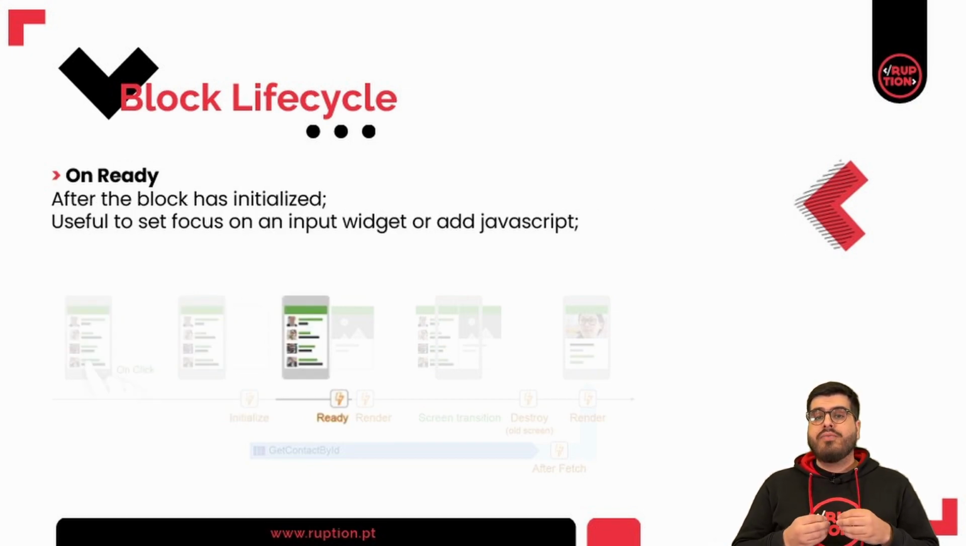OnReady occurs after the block has initialized and is ready to render but hasn't started to. Also, keep this action simple. This event is useful when we want to set the focus on an input widget or add JavaScript listeners to our block. Or in another case, initialize a third-party component that needs the DOM.